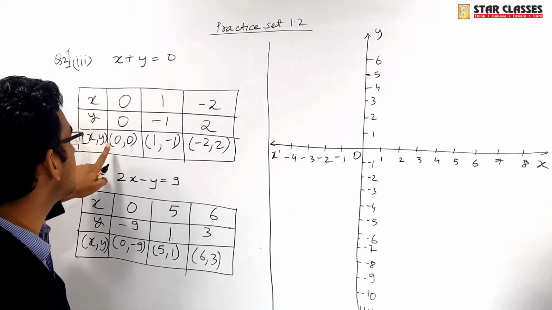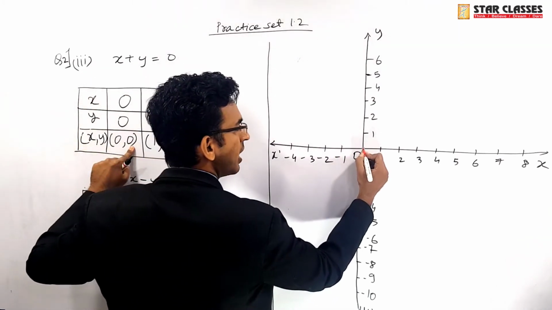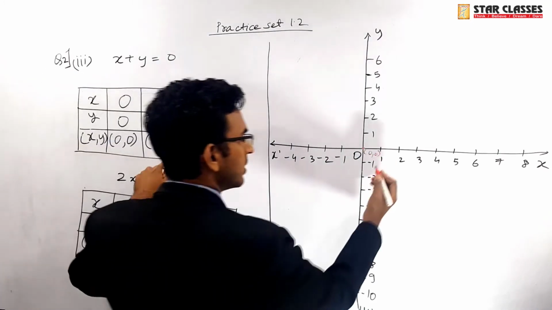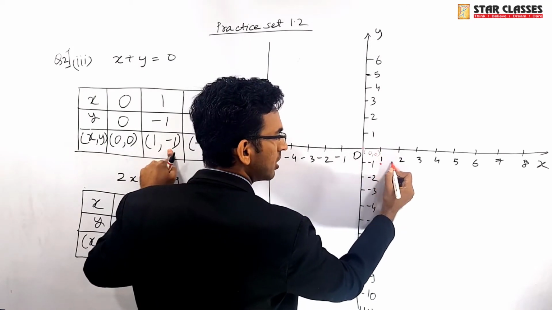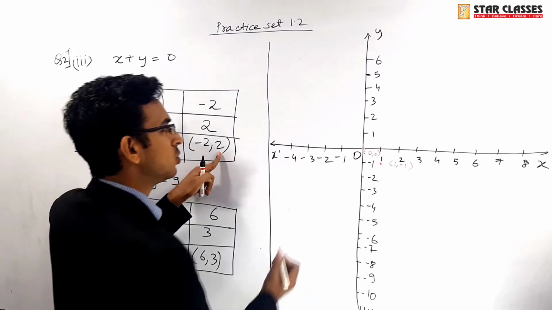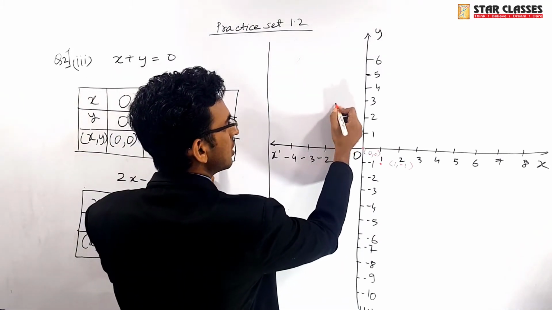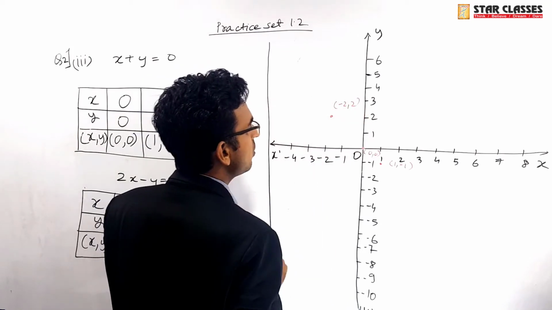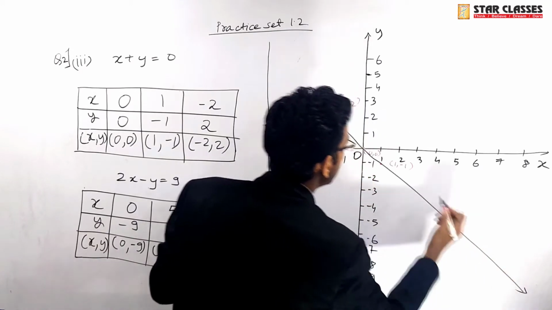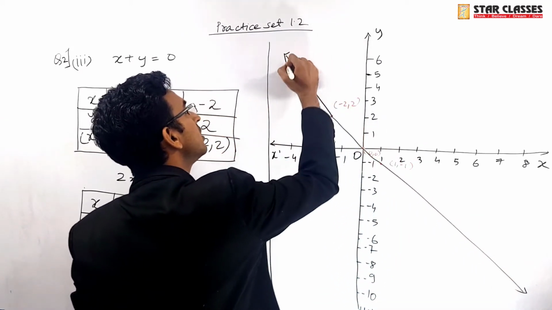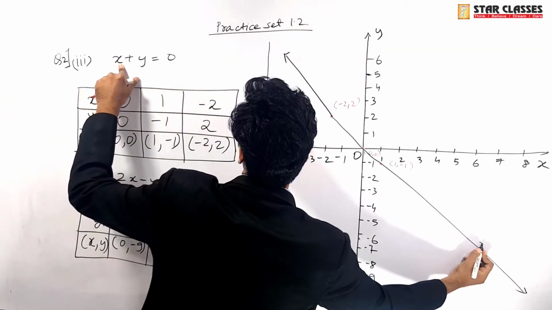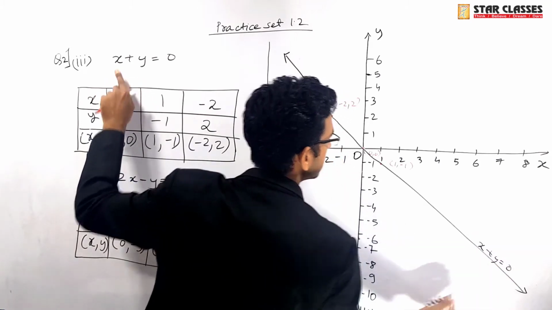So first equation points are 0, 0. X is 0. And y is also 0. Next, x is 1 and y is minus 1. So x is 1 here and y is minus 1 here. So 1 and minus 1. X is minus 2 and y is 2. Okay. So now let us draw the line on these points. As I have already told you, these points have to be collinear. That is, they have to be on the same line. So write the equation of this line, x plus y is equal to 0.